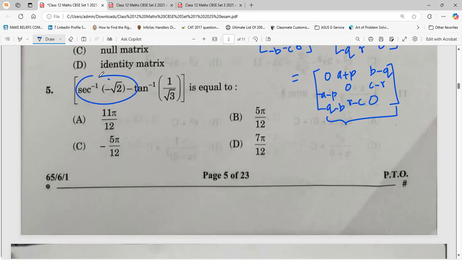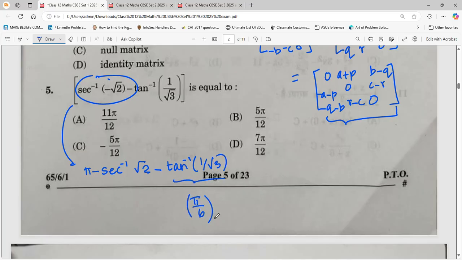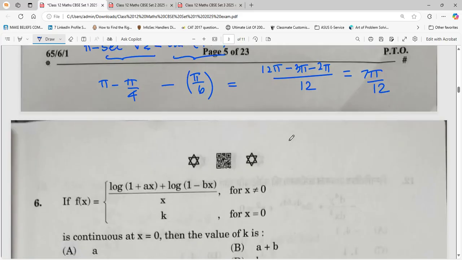For secant inverse of minus root 2, you will do pi minus secant inverse of root 2 minus tan inverse of 1 by root 3, which is pi by 6. Secant inverse of root 2 is pi by 4, so pi minus pi by 4. The LCM is going to be 12 pi minus 3 pi minus 2 pi. So the answer will be 12 pi minus 3 pi is 9 pi, 9 minus 2 is 7, 7 pi by 12. It is in the option.